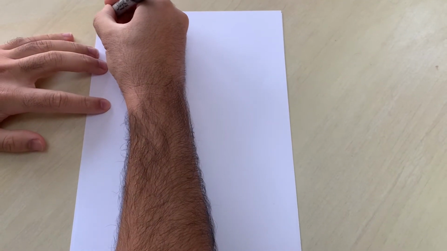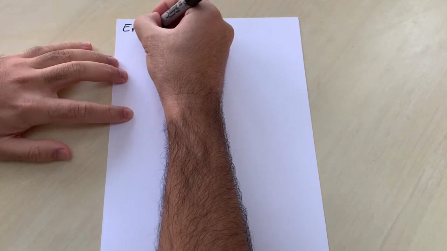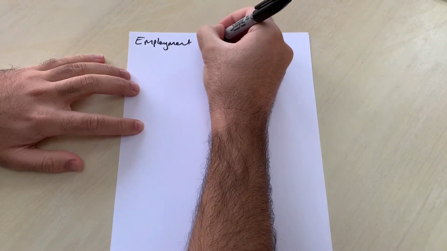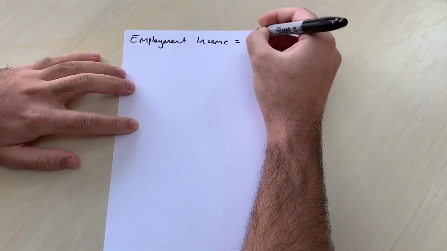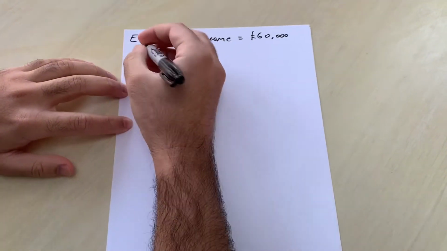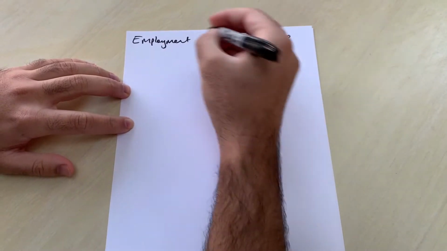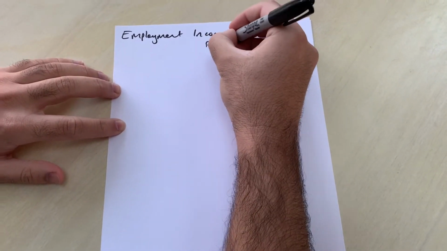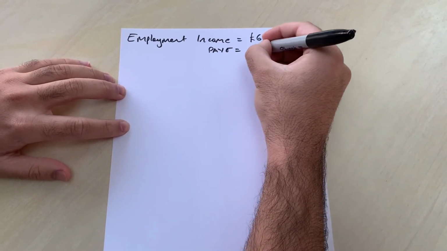Hey guys, it's Farnu Finance here, and as promised, I'm bringing you a more complicated example on how to work out your income tax. Let's start with employment income. Let's assume that it's at 60,000 for this example, and on that employment income, there's pay as you earn already incurred of 9,000.